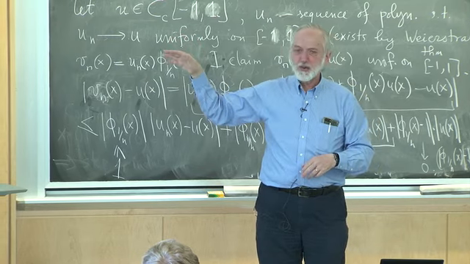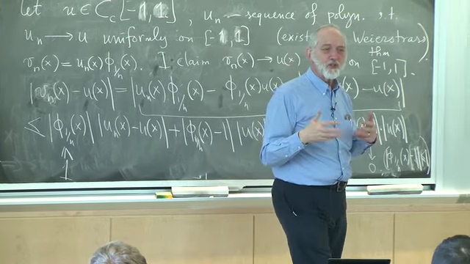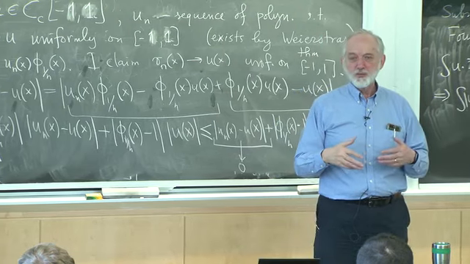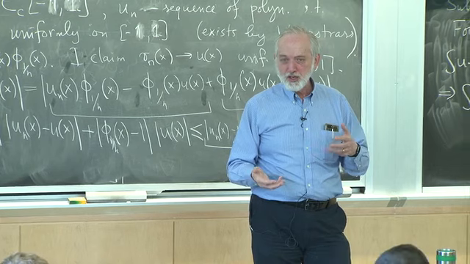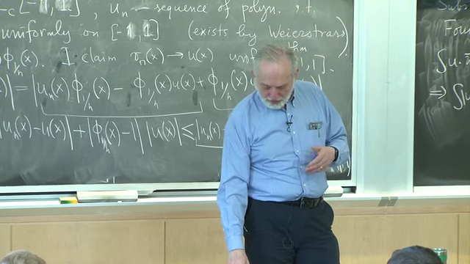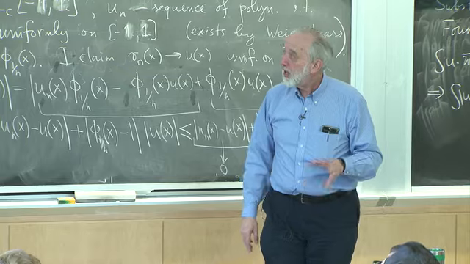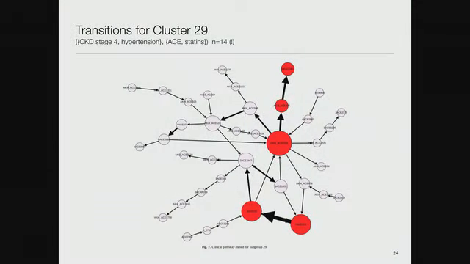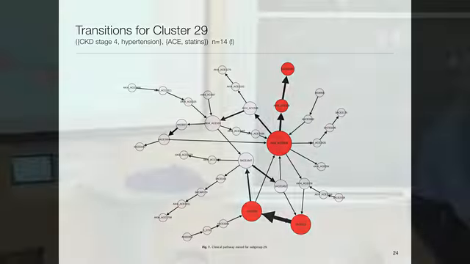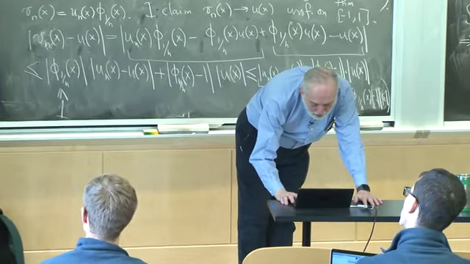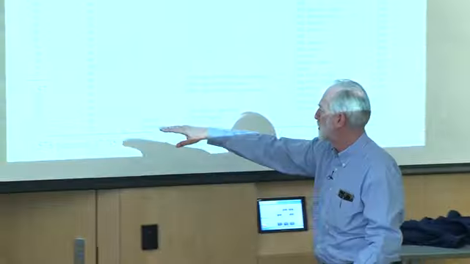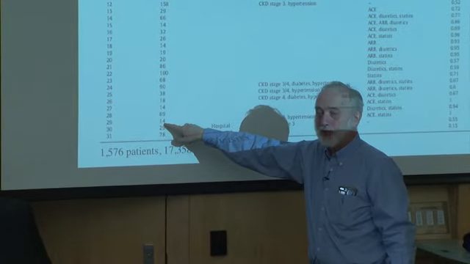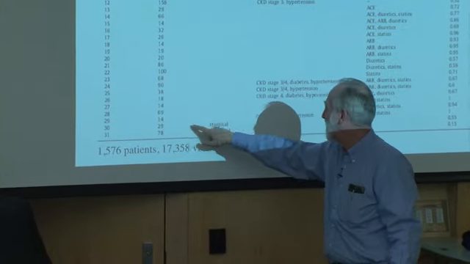One of the critiques I would make of the study is that they had way too little data. So many of the groups that they came up with had relatively small numbers of patients in them, which is unfortunate. Okay, now once you have these transition matrices, then you can say, okay, for cluster 29, which was this cluster. So there were a grand total of 14 patients in this cluster.